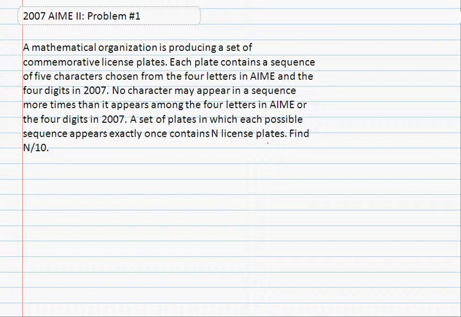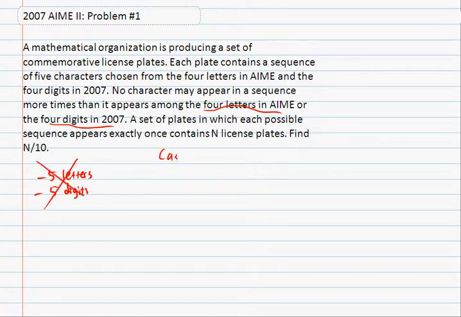So this problem is easily approachable by using some casework. We see here that no character may appear in the sequence more than it appears among the 4 letters in AIME or the 4 digits in 2007. Basically what that means is that we cannot have any letters repeating, or any digits besides 0 repeating, and 0 can only be used up to 2 times. So we cannot have a 5-character sequence with 5 letters or 5 digits. So these kinds of sequences are a no-no.